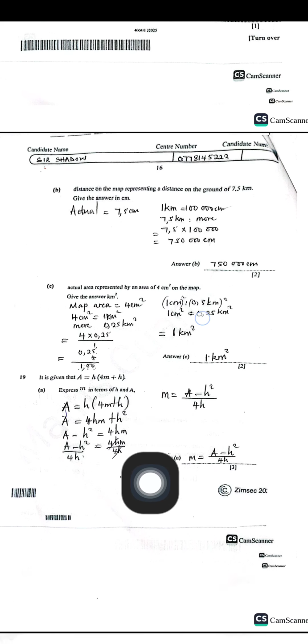All right, let's move on to part B, 18B. A distance on the map representing a distance on the ground of 7.5 kilometers. So we are given the actual, and we want to find the distance on the map. Remember, 1 kilometer equals 100,000 centimeters. But you are given that 7.5 kilometers is more. Since it's more, we multiply 7.5 times 100,000 centimeters. I get 750,000 centimeters. So I write here 750,000 centimeters.